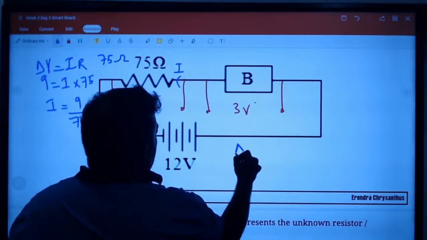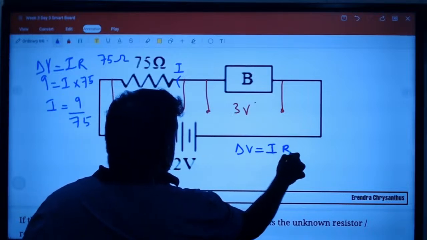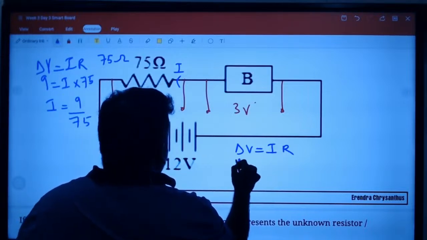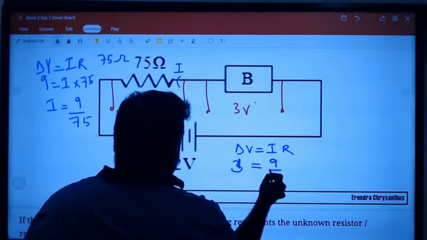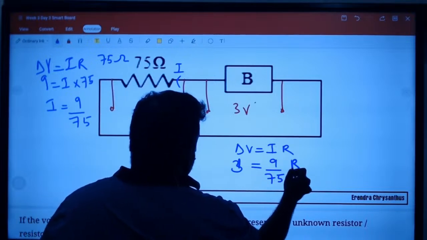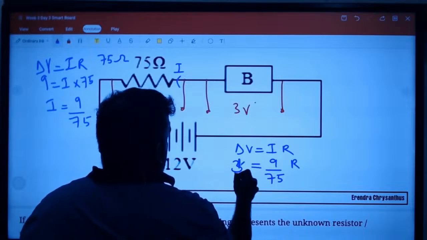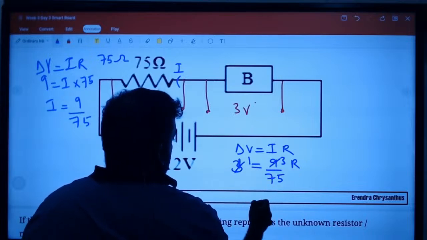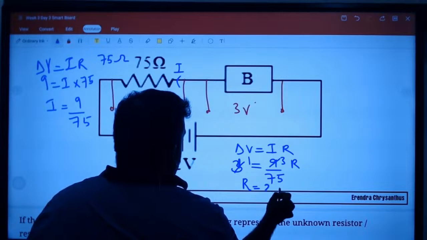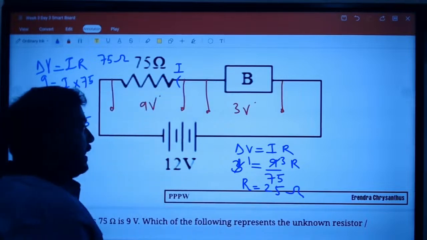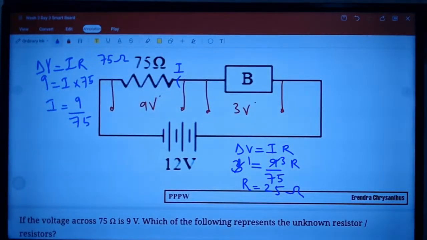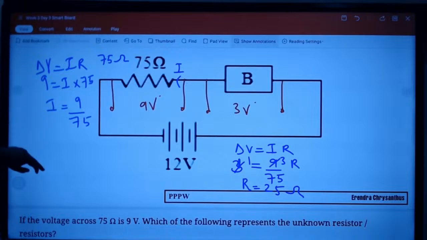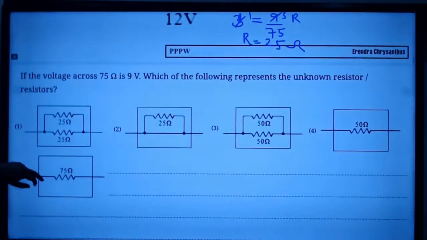So if I apply delta V is equal to I times R, the voltage is 3 volts, the current is 9 over 75, so R is equal to 25 ohm. Now find which combination will give you 25 ohm.